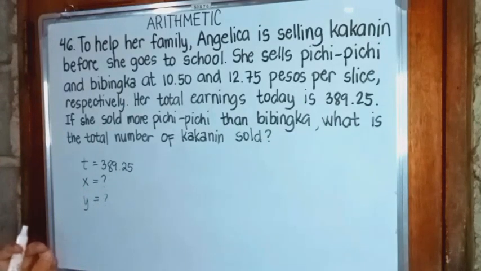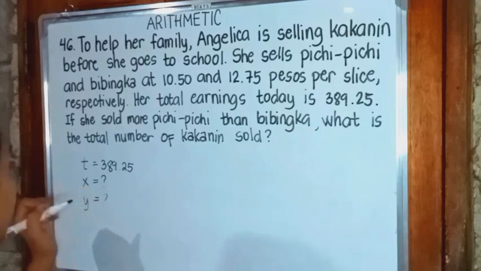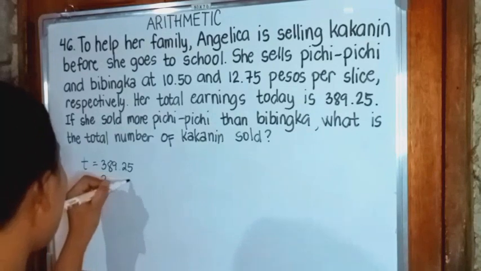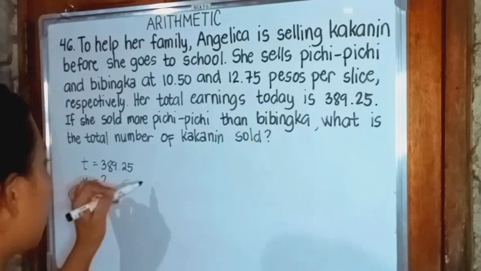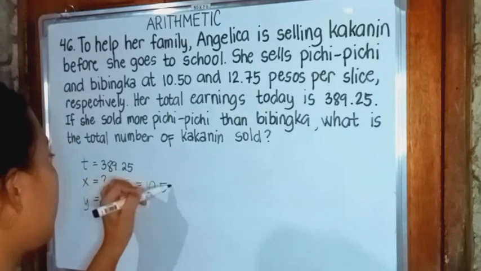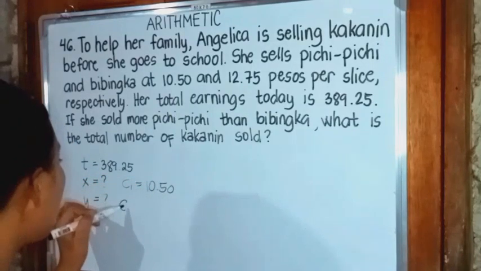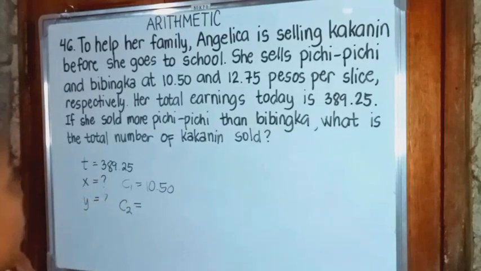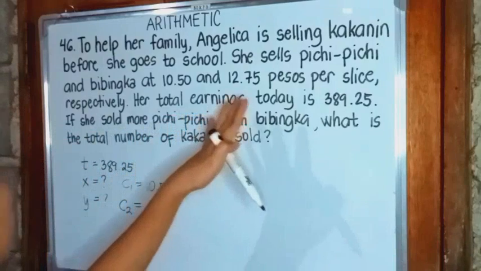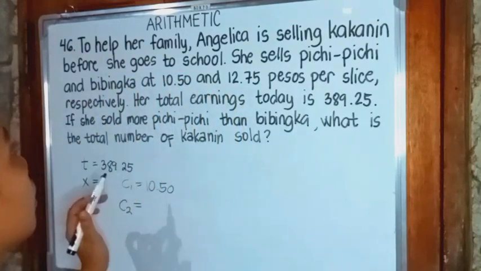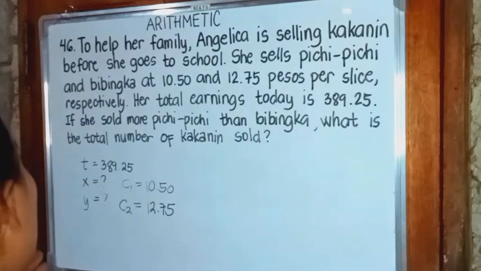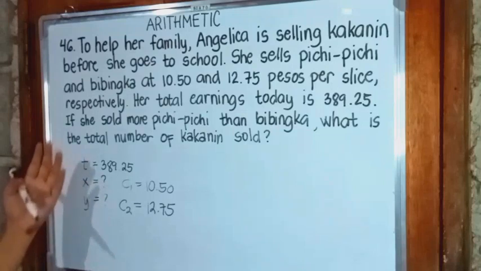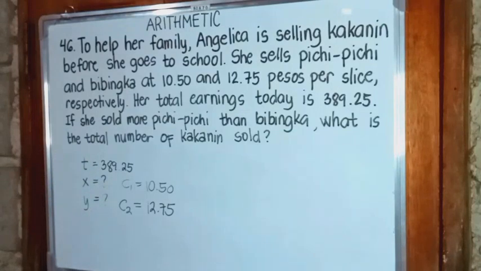The pichi-pichi cost 10.50 pesos. So let C sub 1 be the cost of the pichi-pichi, which is 10.50. Let C sub 2 be the cost of bibingka, which is 12.75 pesos. Now, we can create an equation out of this given.